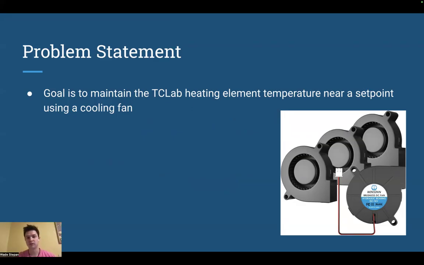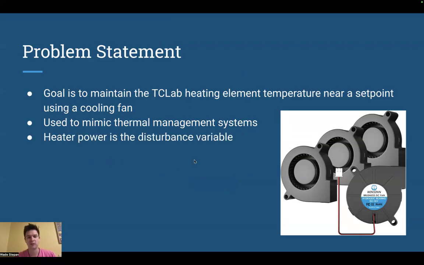We're able to accomplish that by removing the second heater and placing a fan there instead and connecting it to its pin. The idea of this is to mimic thermal management systems, things like computer component systems, where you have anything that heats up over time. And we wanted to simulate, well, how can we control the fan to make it run at different speeds and keep our temperature at a specific point, despite whatever the heater may be set to. So the heater power is going to be our disturbance variable throughout this project, and the fan power was a manipulated variable and what we were changing throughout the process.